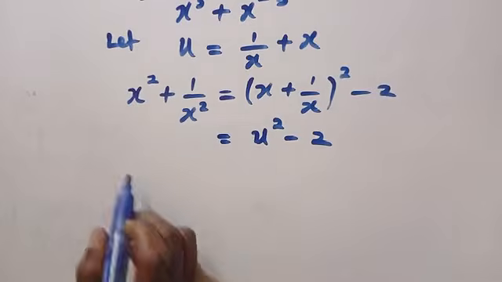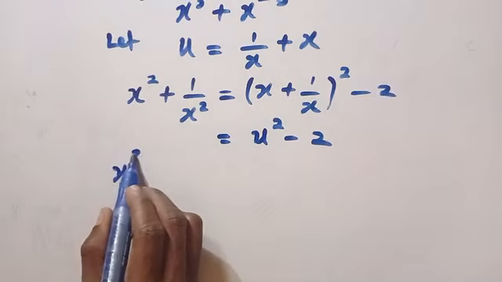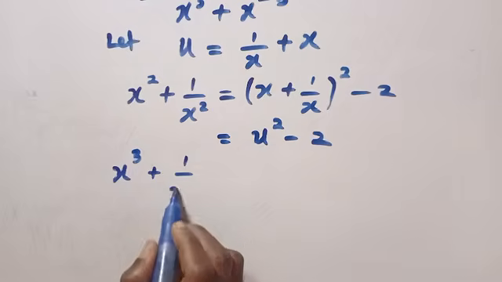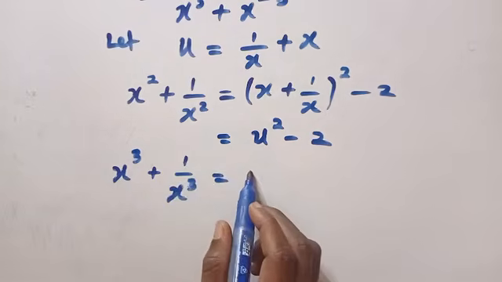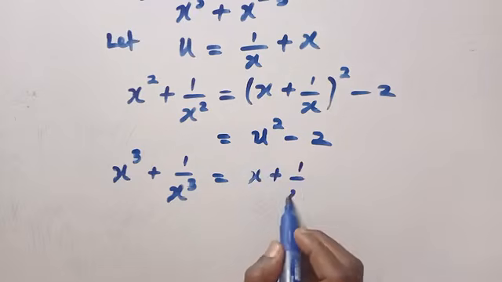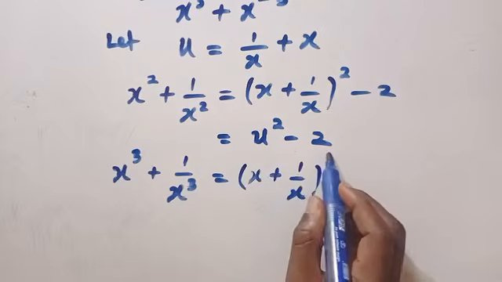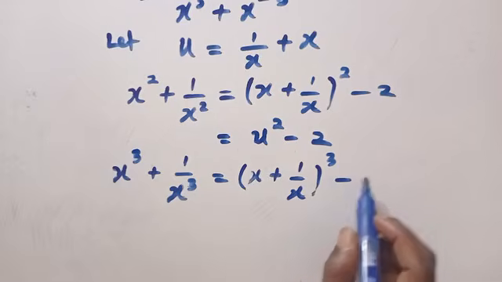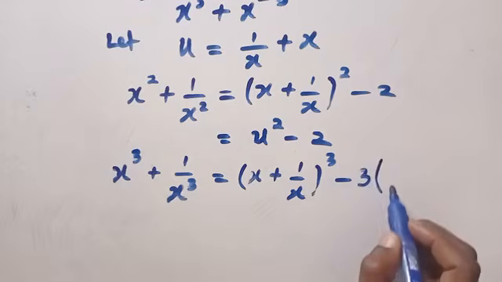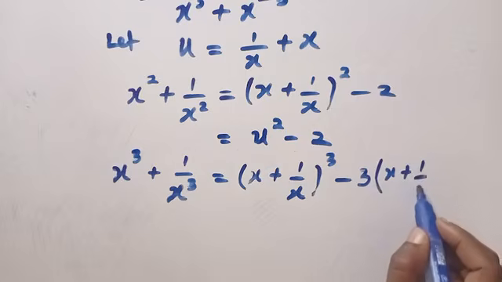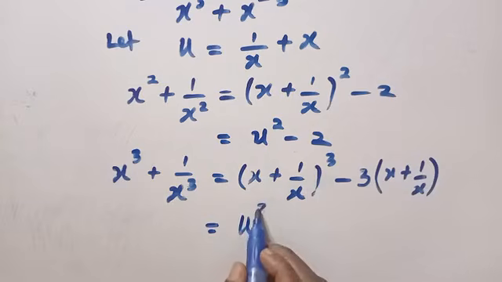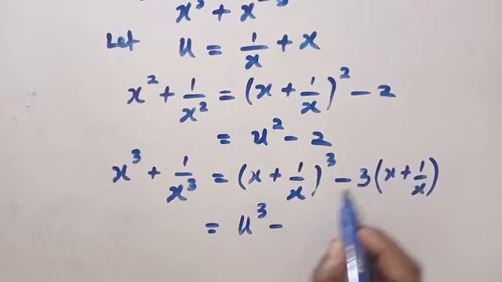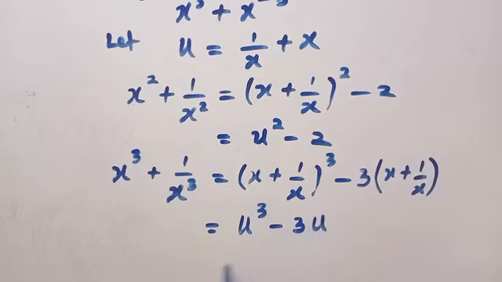And again, we can also find x power 3 plus 1 divided by x power 3. This gives us x plus 1 divided by x all raised to power 3 minus 3 into bracket of x plus 1 divided by x. Then x plus 1 over x is given as u, so it is u raised to the power of 3 minus 3 multiplied by u.